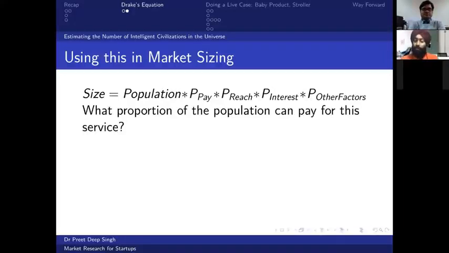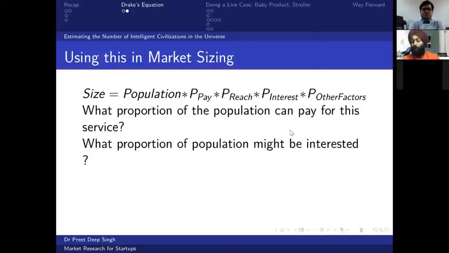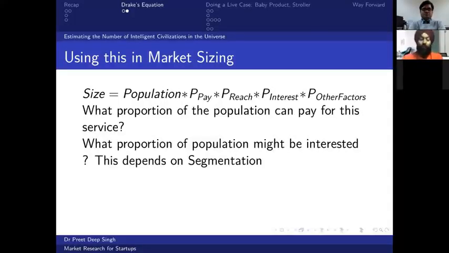My commerce friends or friends who studied economics in class 11, 12 understand that other factors can change a lot. So for other factors, you can have trends, you can have interest, you can have loyalty, a lot of things like that, right? As I mentioned, just one or two important points. The population that might be interested would also depend on your segmentation. Let's say we all have 5 traits. We all have name, we all have location, we all have gender, we all have age, right?